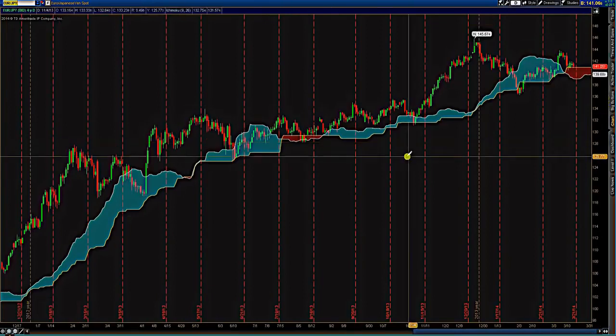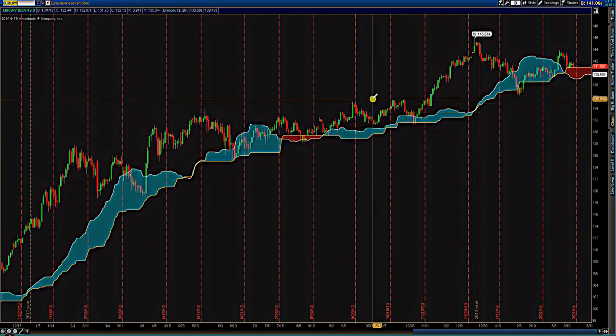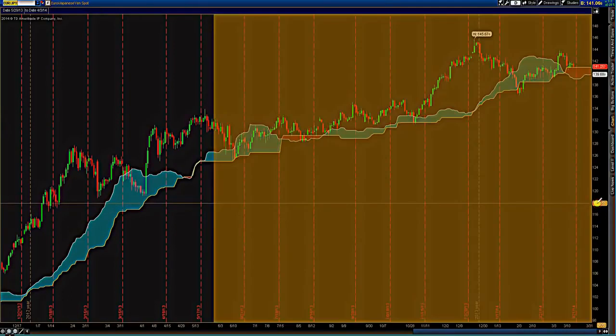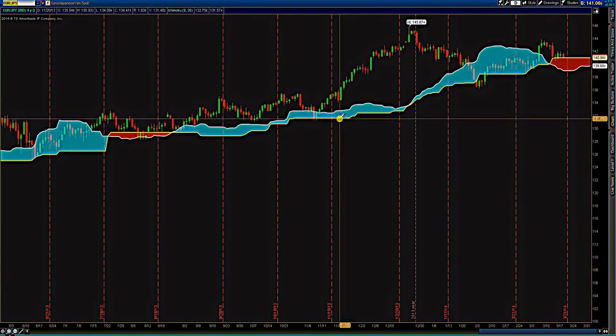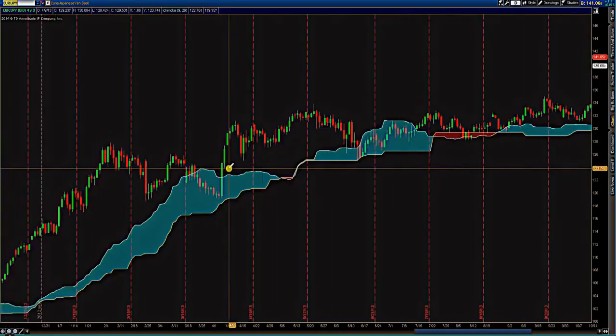All right, and it respects also the bottom of the cloud and the top of the cloud. That's the flat Kumo bottom or flat Kumo top, which often acts as, now I'll zoom in a little more, this often acts as a gravitational pull where price comes towards it and bounces back off and continues going in the right direction.